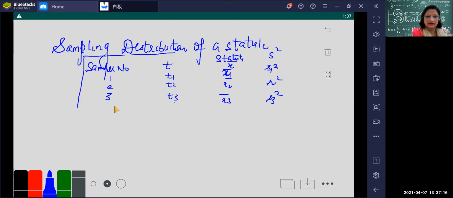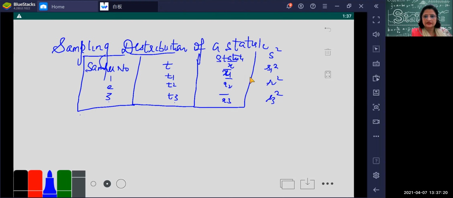ये हमने एक टेबल जनरेट कर लिया, जिसमें हमने सैंपल नंबर असाइन किया. स्टैटिस्टिक्स in general, the name of the statistic is T. If you are finding the mean, then it will work as a sample mean, then it will work as a sample statistic. Now, what is the definition?